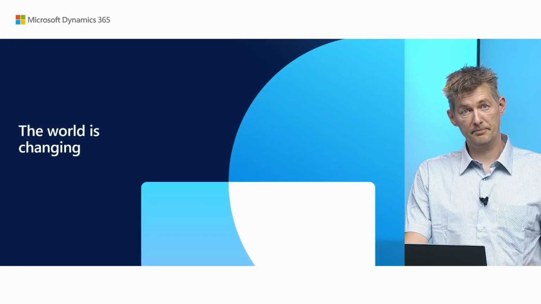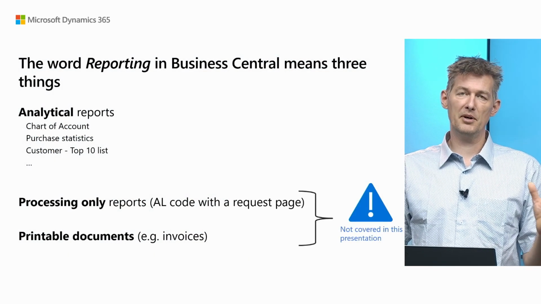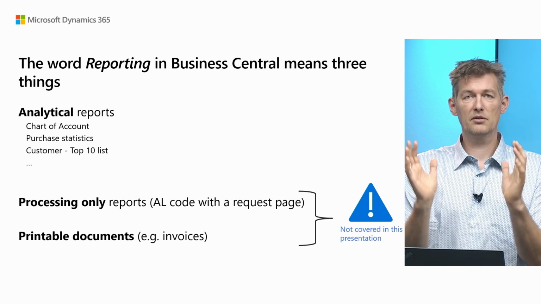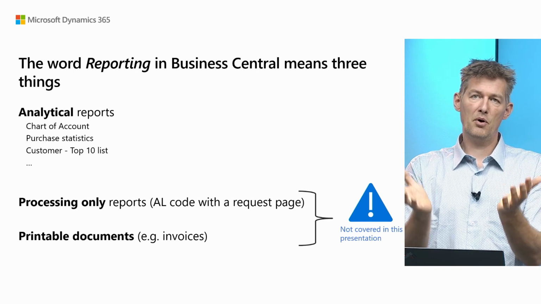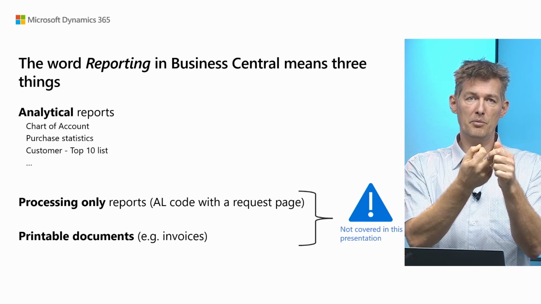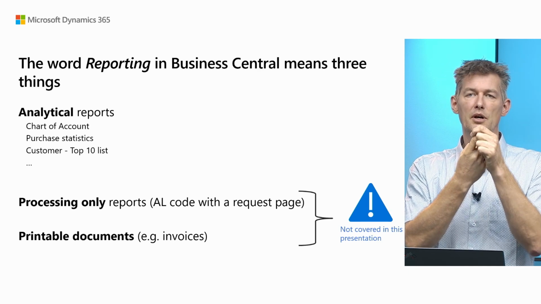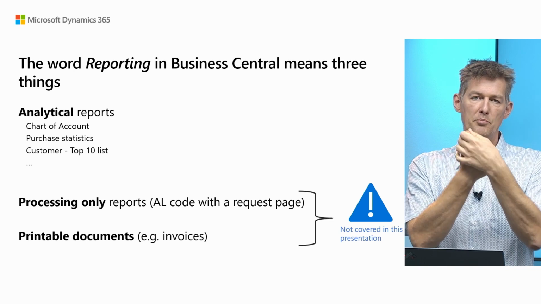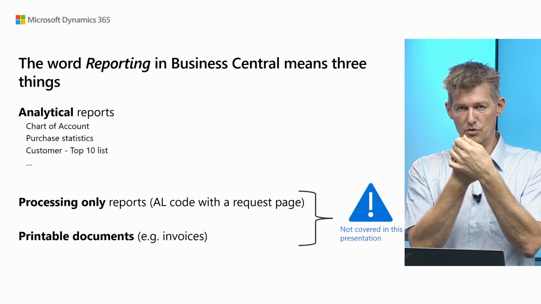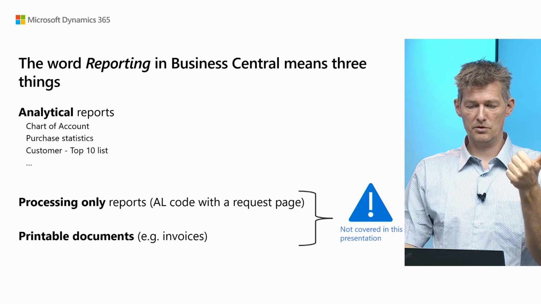So let's get started. The world is changing. That's a dramatic thing, and it is really dramatic, but let's focus a little bit here on reporting in Business Central. Here things are changing, but reporting in Business Central traditionally means three things: analytical reports, processing-only reports, where you just use the request page to get some input from the user, and printable documents such as invoices, documents that need to go to a PDF. In this session, we're just going to talk about the analytical reports. Okay?